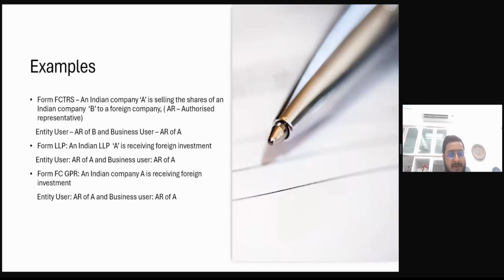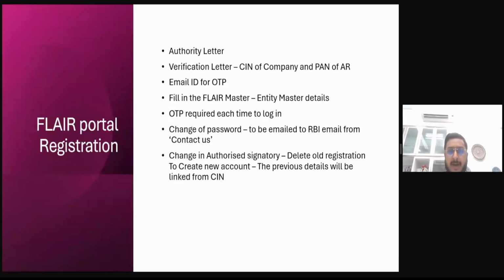The example which I've given, I've already mentioned. Now, FLAIR registration is a separate type of registration. It has to be done on the FLAIR portal for filing Form FLA. There also you have to put the authorization letter, and each time you log into the FLAIR portal, an OTP is required. So be very sure which email ID you are putting. In the FIRMS portal, OTPs are required only at the time of registration, not every time you log in. But on the FLAIR portal, OTPs are required every time you log in.